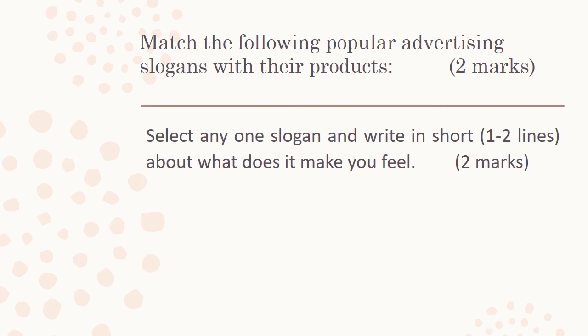And the last question is: match the following popular advertising slogans with their products. A and B will be given. You will have to write first the slogan and in front of that its product. For example, the slogan is utterly butterly delicious and one of the options is Amul butter. So you will have to select that. Then if the example is Kuch meetha ho jaye, one of the products will be Cadbury's Dairy Milk chocolates. So that way you will have to match.